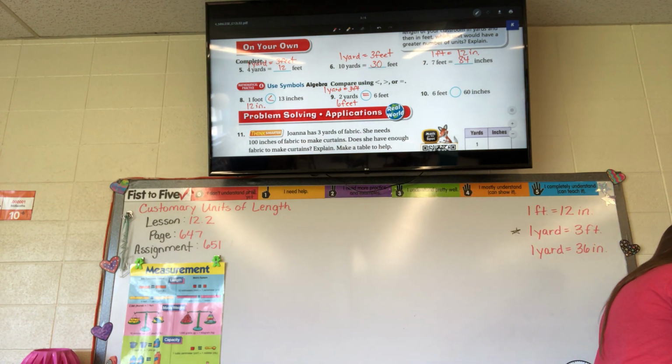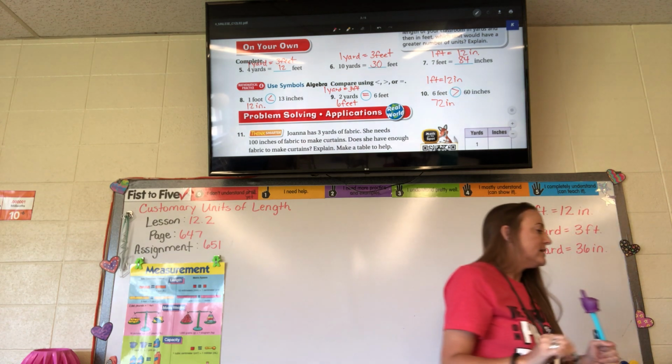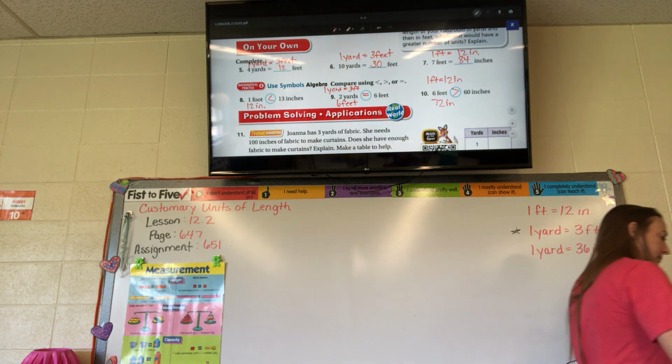So here we go. If I know that I'm dealing with feet and inches, 1 foot equals 12 inches. So 6 feet would be the same as 72 inches. 72 is greater than 60. So there we go. All right.